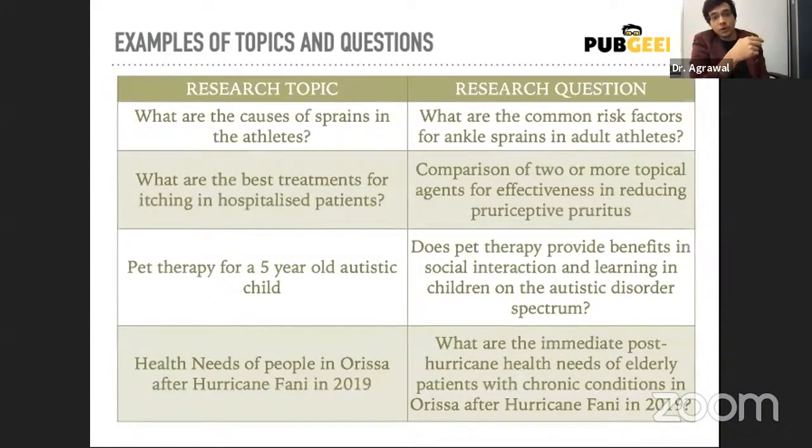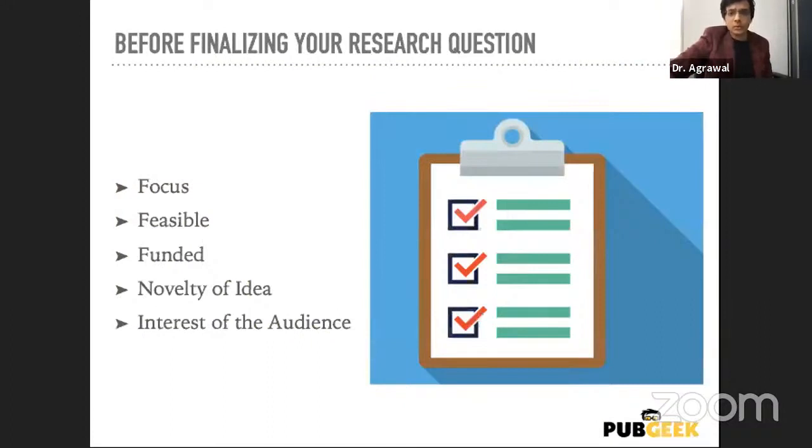What are the best treatments for itching in hospitalized patients? Instead, I would say comparison of 2 or more topical agents for effectiveness in reducing pruritus. So when your research topic is pet therapy for a 5-year-old autistic child, your question framed from that topic could be, does pet therapy provide benefits in social interaction and learning in children on the autism disorder spectrum, etc. Right? So you want to make sure your question is focused enough.